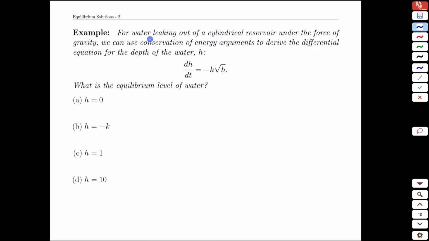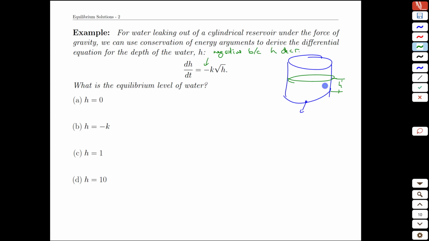In this scenario, we're looking at water leaking out of a cylindrical tank. So there's a hole in the bottom here, water's leaking out, and there's going to be a certain depth of water in the tank, and that's going to be defined by a height h. You can look at some of the forces and the acceleration due to gravity, things like that, and you can come up with an equation that defines the rate of change of h. Notice it's going to be negative because h will be decreasing.